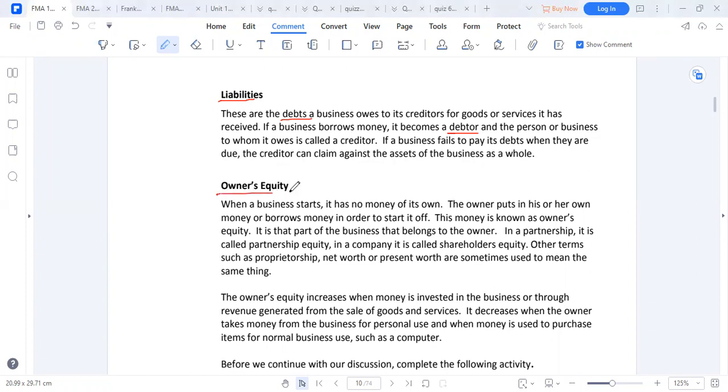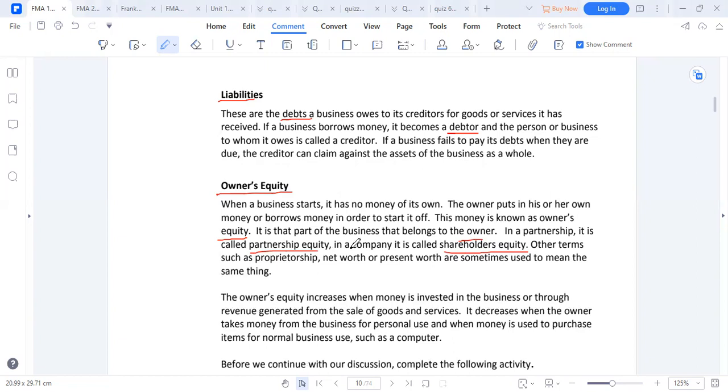So owner's equity, on the other hand, whenever you hear someone started a business, it means that the business has no money of its own. So when the person puts in his money, it's like the business is borrowing from the owner. Remember, these are two different entities. So that is what we call owner's equity. It belongs to the owner. We have what we call partnership equity if we're dealing with a partnership, shareholders' equity if we're dealing with a company. So equity or capital is the money that we start with.